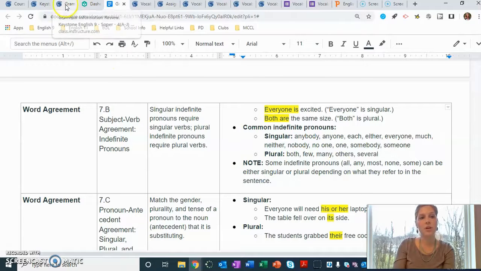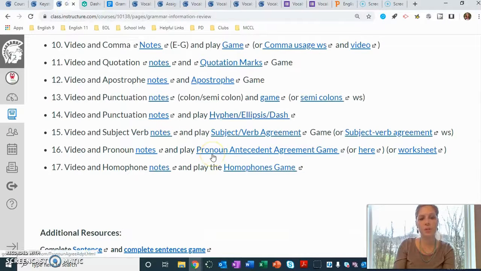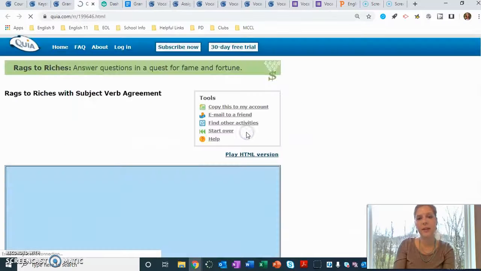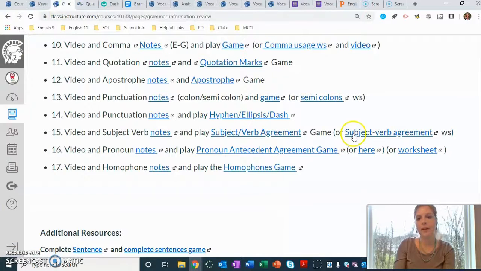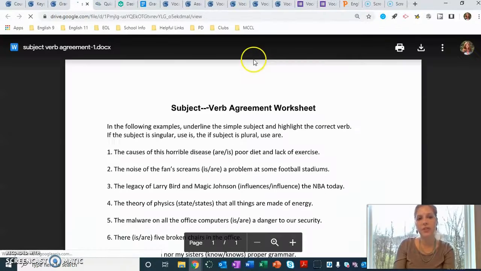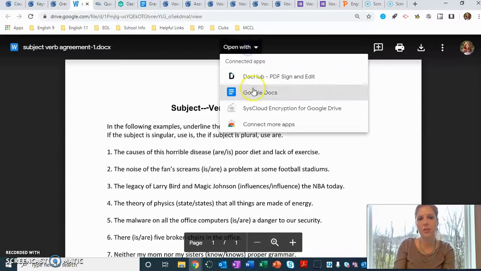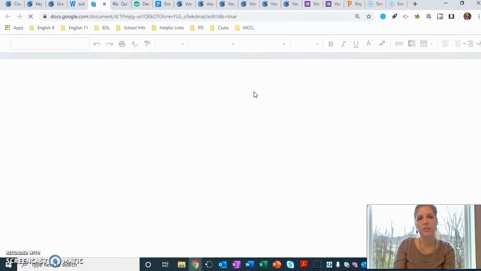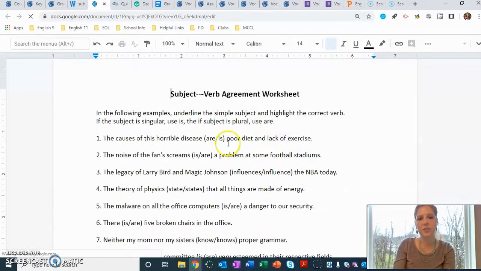Alright, so for subject-verb agreement, I have a game. You can play there. Or I do have a worksheet for this one. Open it up with Google Docs. Fill it out. You choose the correct verb to match the subject.